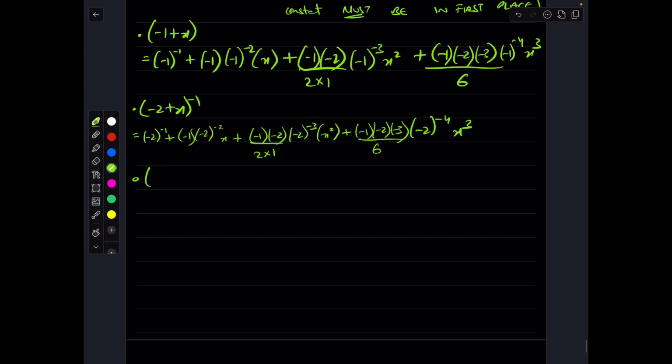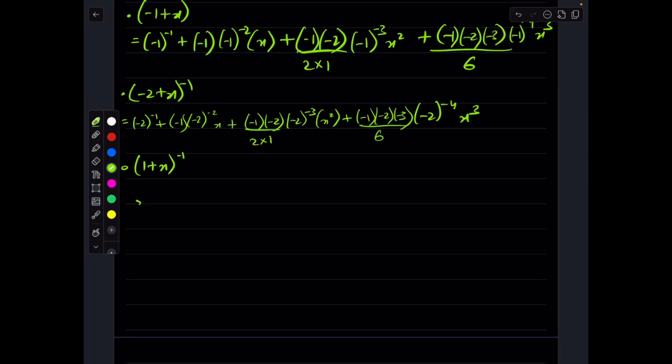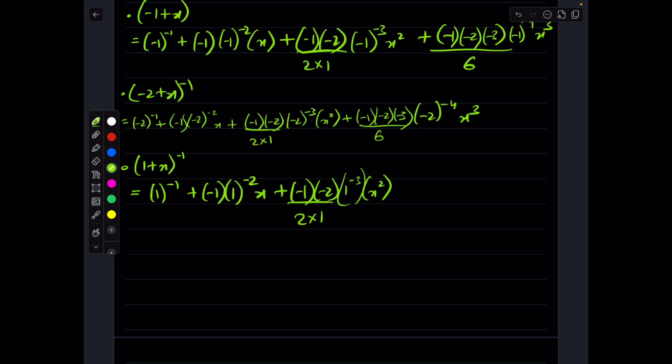Then I have 1 plus x minus 1 after shifting the constant to the first place. This will be 1 to the power minus 1. Then I have a minus 1, 1 to the power minus 2, I have a x. Then I have a nC2. After this, I have 1 to the power minus 3 and then an x or x square. After this, nC3.